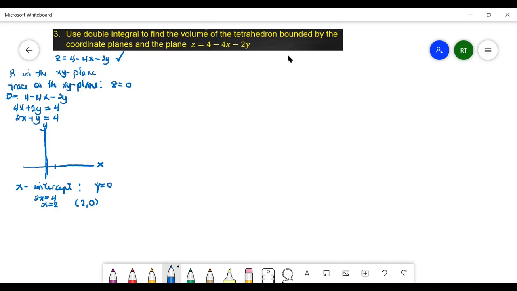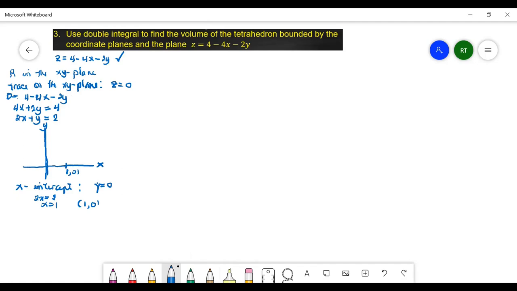Shouldn't the equation be 2x plus y equals 2? Because we divide both sides by 2. Yes, thank you for that. It should be 2. I was not able to divide the right member by 2. So if y is equal to 0, then 2x is equal to 2 and x is equal to 1. Therefore, the x-intercept is at 1, 0. Let me enlarge this a bit, and let this be 1. So this is 1, 0.